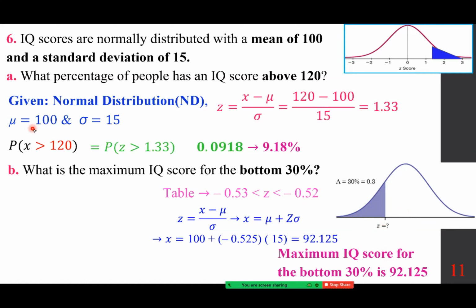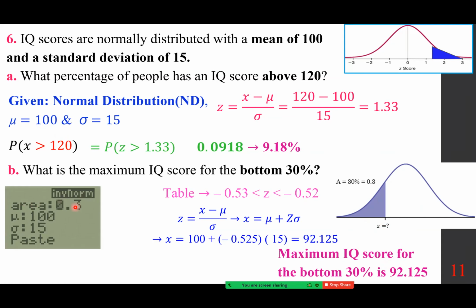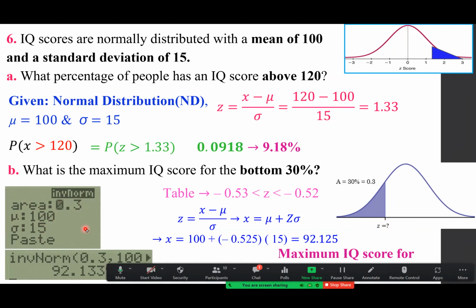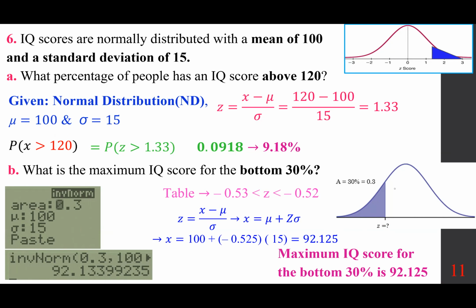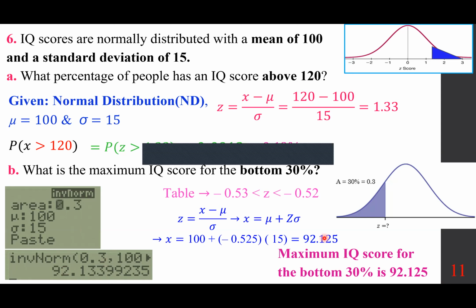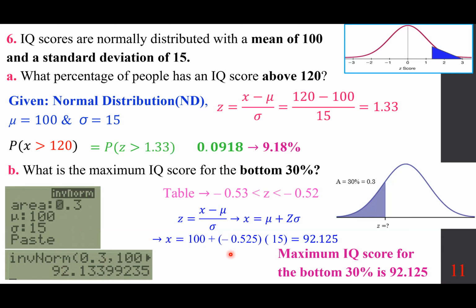If we were to use technology, and we could use that, we would say area to the left is 0.3. We can go with mu of 100 and sigma of 15. And in one shot, it gives us the answer. As you can see, the answer is very close to what we have here. Needless to say, this is more precise because we are using technology rather than a table.